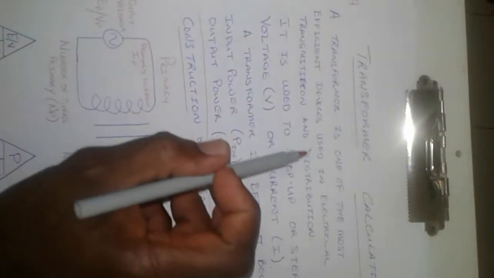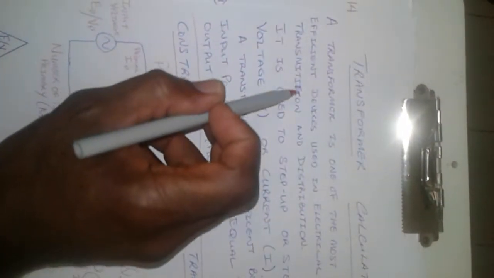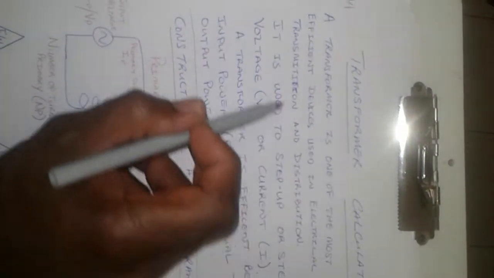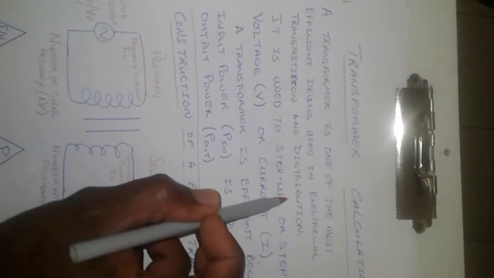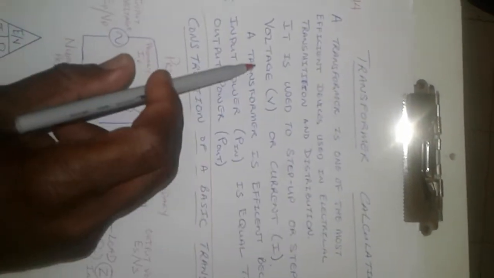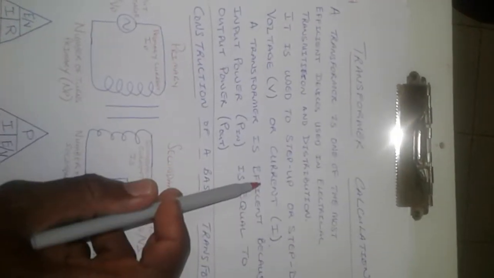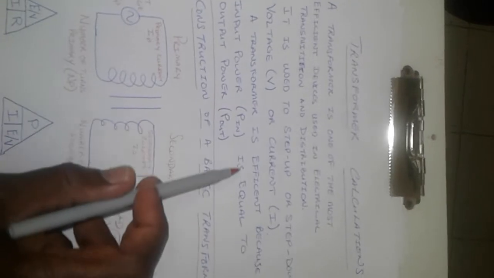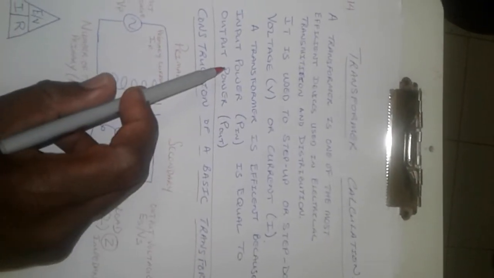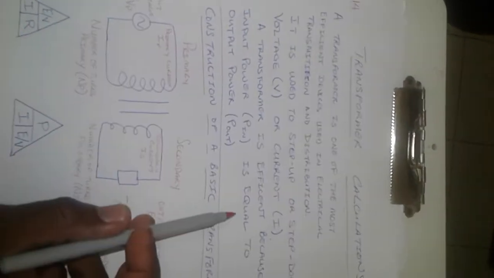Transformer calculations. A transformer is one of the most efficient devices used in electrical transmission and distribution. It is used to step up or step down voltage or current. A transformer is efficient because input power is equal to output power.